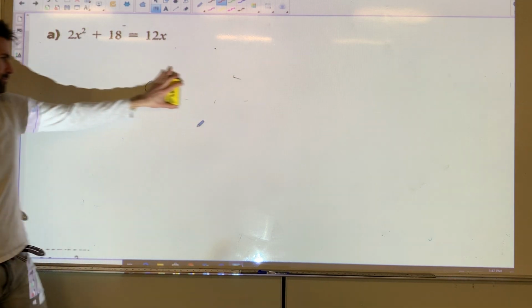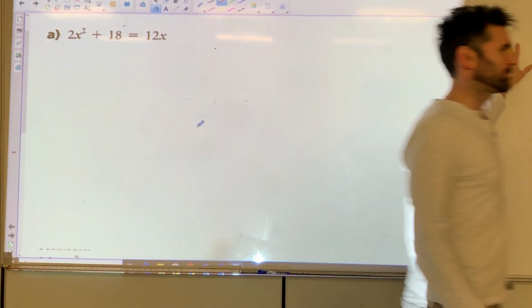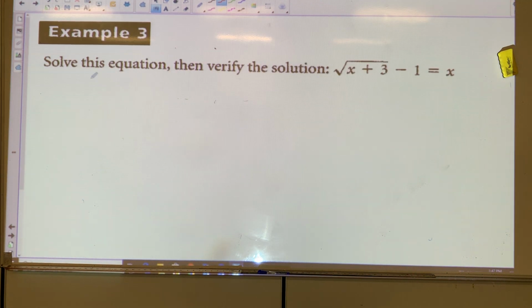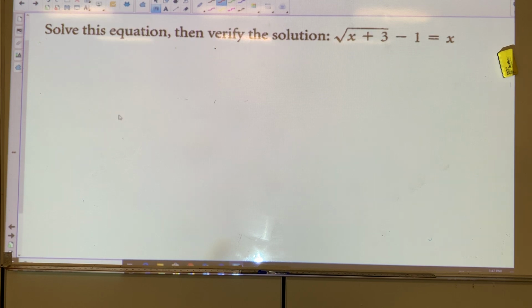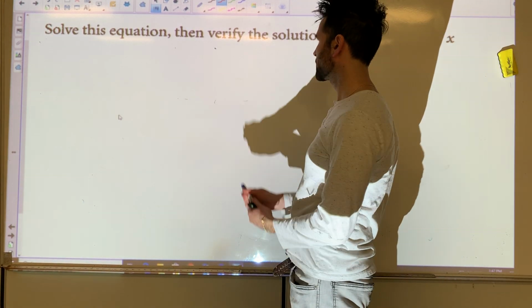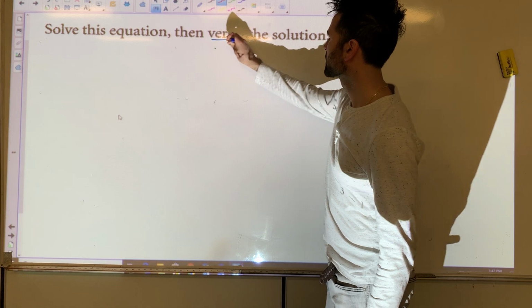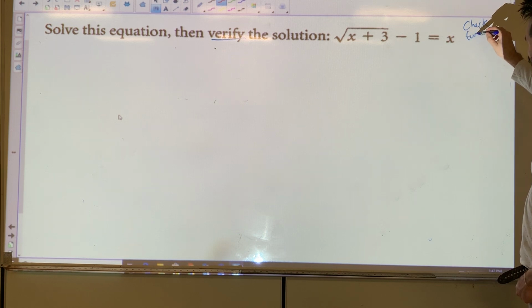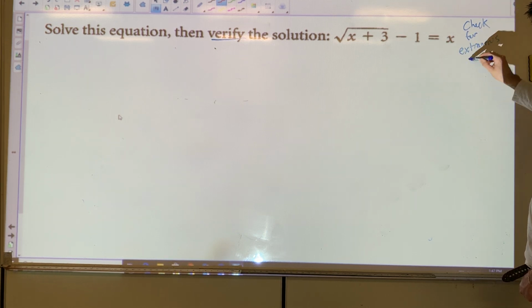Next one. What do we have here? Example 3. Oh, it's got a square root in it. By the way, if you have a square root, you need to verify the equation. So even if it doesn't say, you have to check for what's called extraneous roots.